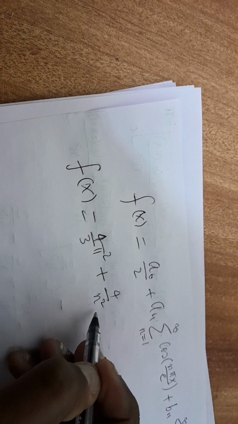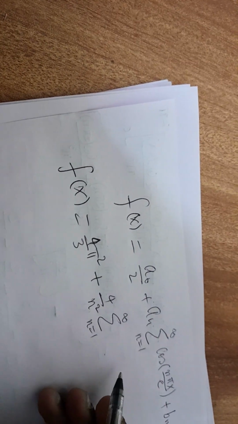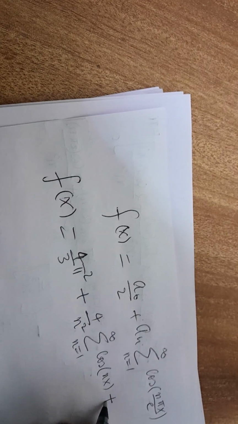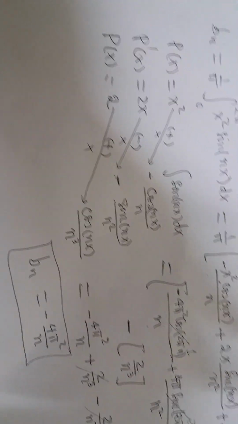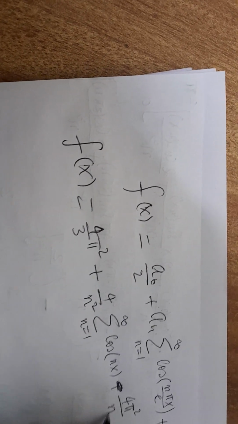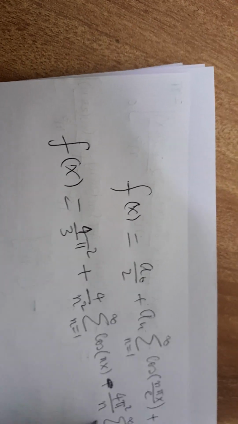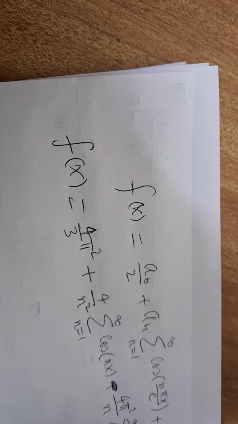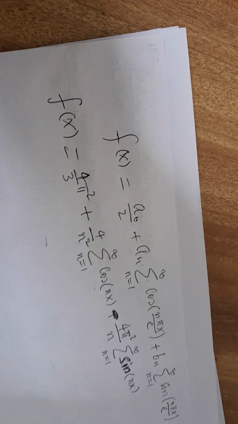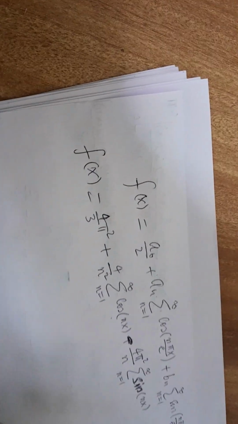4 by n squared, and this will be cos, and here what is l? L is pi, we have found, so it will be nx only. Plus, then we have to find what is bn. Bn is minus 4 pi squared by n, and this one will be 1, and here it is sin of nx. Sorry, not cos, it will be sin of nx. This result is very long, so you have just to be quick. I'm taking too much time because I'm explaining it slowly so that you can understand.